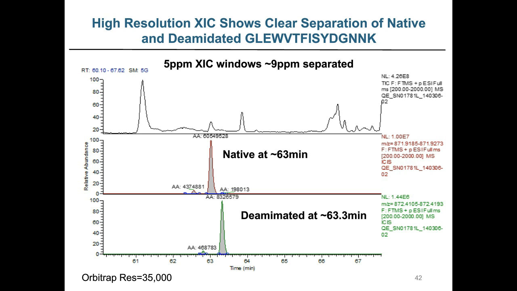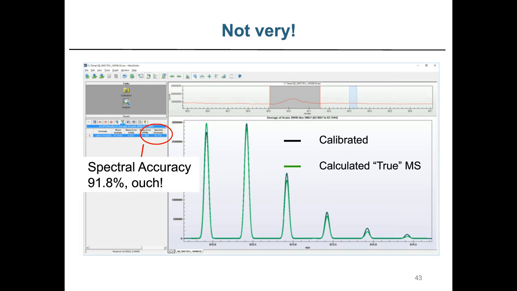That's been identified as the native form, which elutes at about 63 minutes, and also the deaminated form, which elutes slightly after that. So it looks like we have a nice separation, and we can do relative quantification of the native and the deaminated forms. However, we can do a kind of check on that.